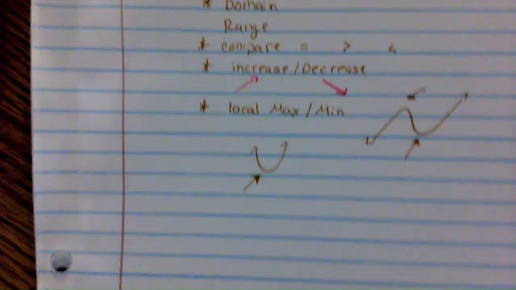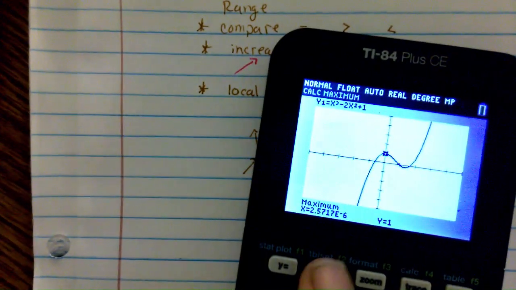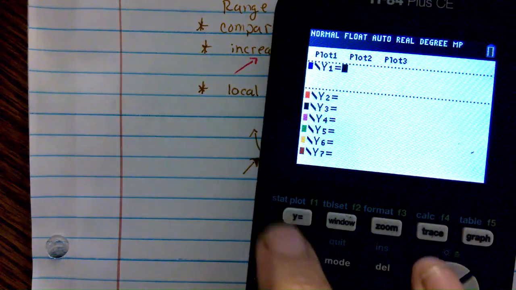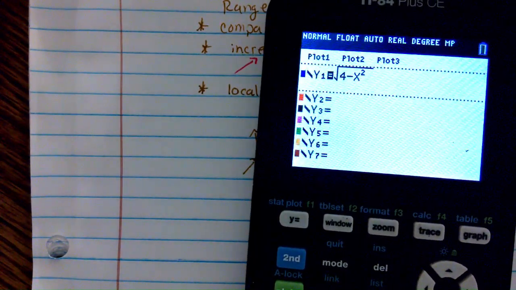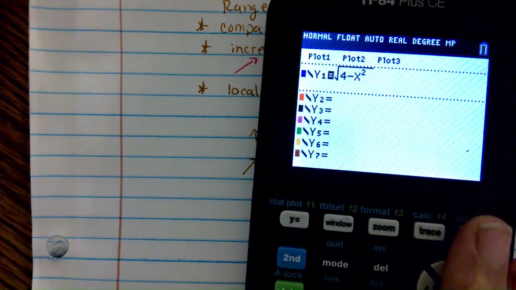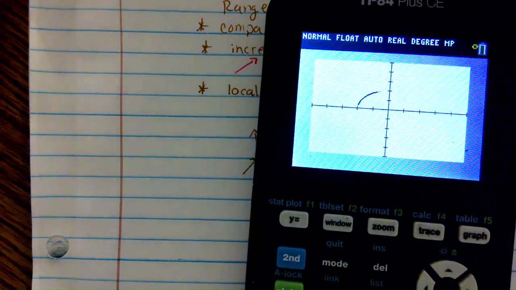The other thing that it's great for is finding our domain and our range. Okay? And remember, our graph is only as good as our viewing window. So let's look at the graph of the square root of 4 minus x squared. This is a root graph, so the domain is going to be limited because what's underneath has to stay positive. So 4 minus x squared has to stay positive.